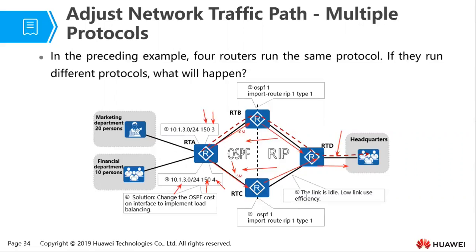So number 5, the problem is still the same. The link is idle. So this route is not going to be installed in the routing table. So this route is going to be idle. The link is idle, low link use efficiency. So what is the solution? The solution is to change the OSPF cost on the interface to implement load balancing. Like we did the other time, we can change the cost here so that this cost is higher, so that both these routes have a cost of 4. Both of them have a cost of 4. So that's one thing we can do.